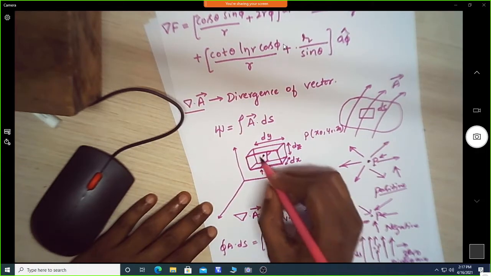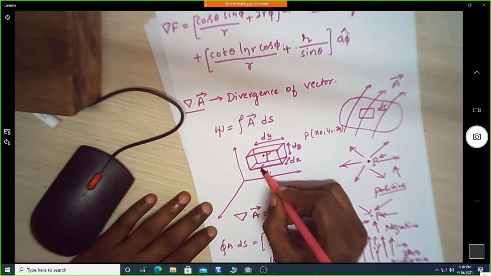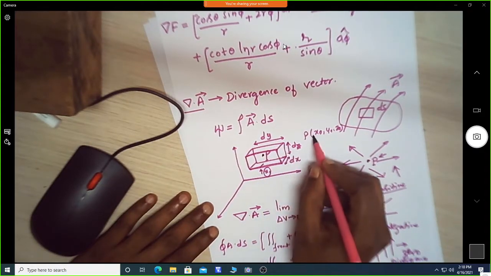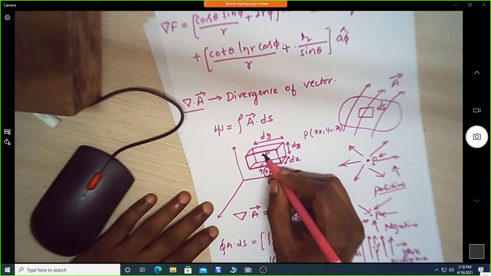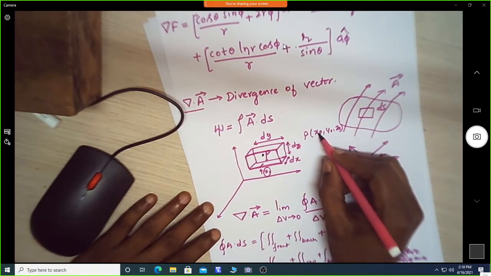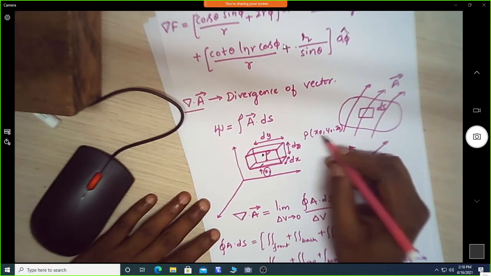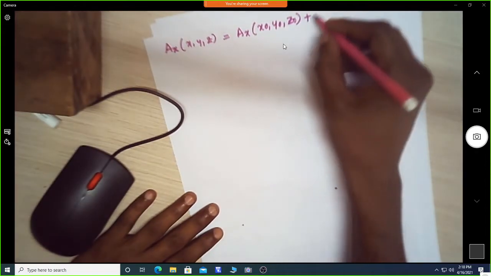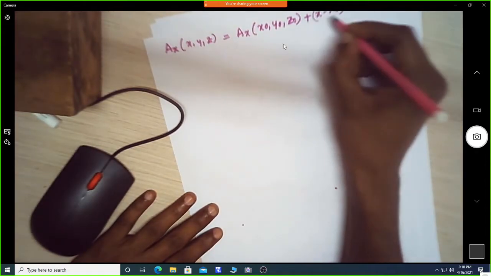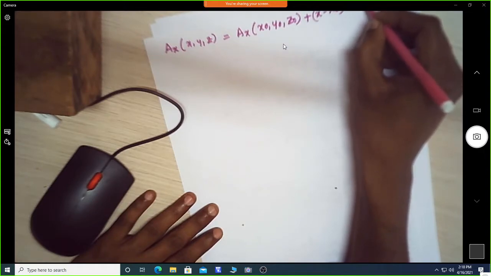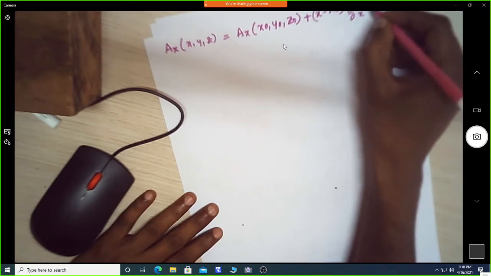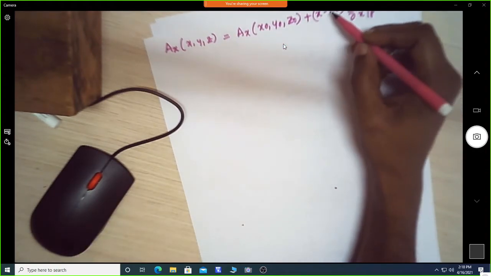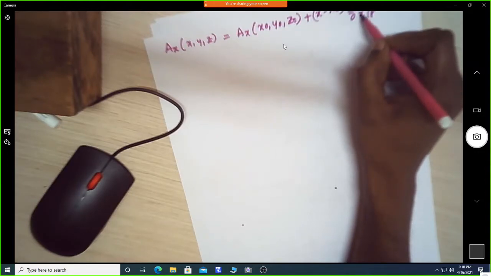Whatever the point A, in the x coordinate I have the value x and the point P is at x naught. Now what is the difference between point A and point P in the x direction? It is the difference of x and x naught, okay, so that we can write. So in the x direction we have x minus x naught, into del Ax by del x at point P. So at point P, the x component of vector A we can define as x minus x naught times del Ax by del x.